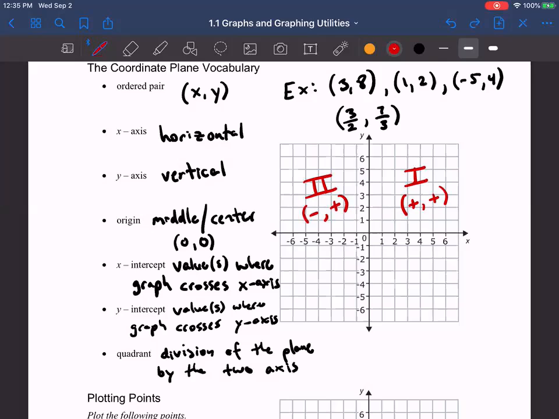Continuing counterclockwise, we have quadrant 3 right there. Here you're going to have all negatives for both ordered pair values. You're entirely in the negative x direction and entirely in the negative y direction there. So if you get an ordered pair with both negative values, you know you're in quadrant 3.